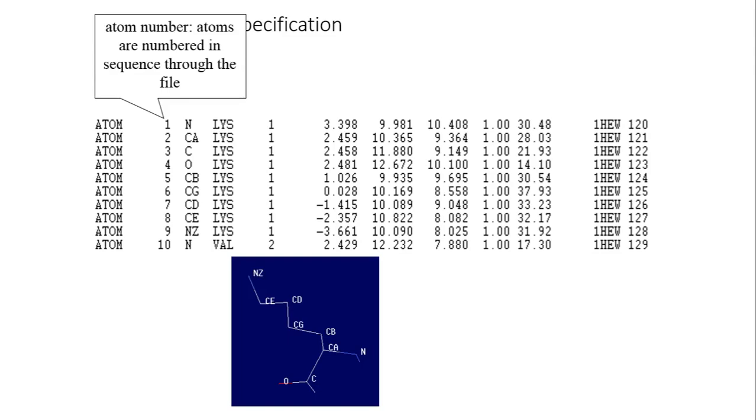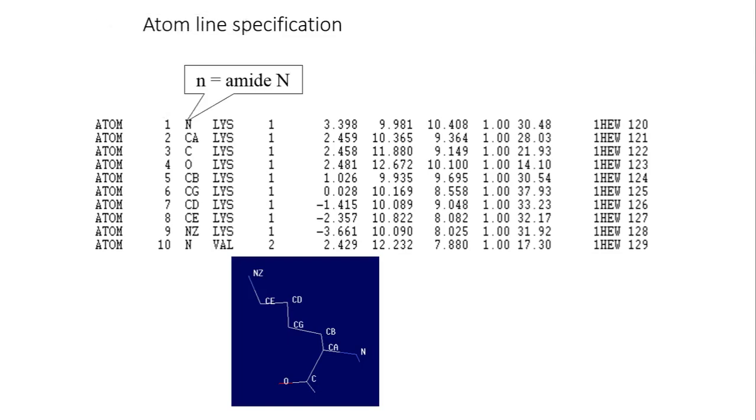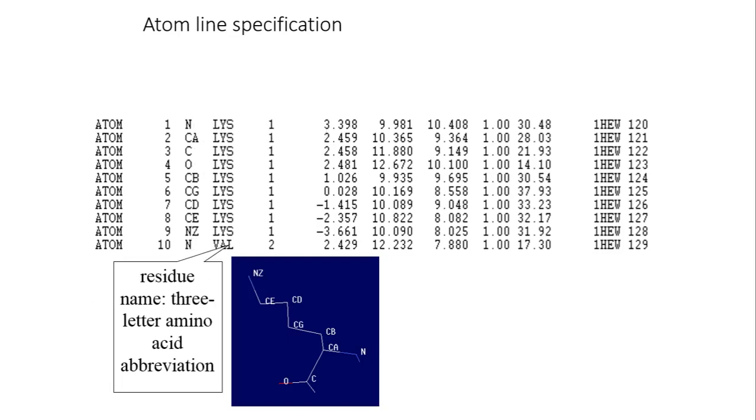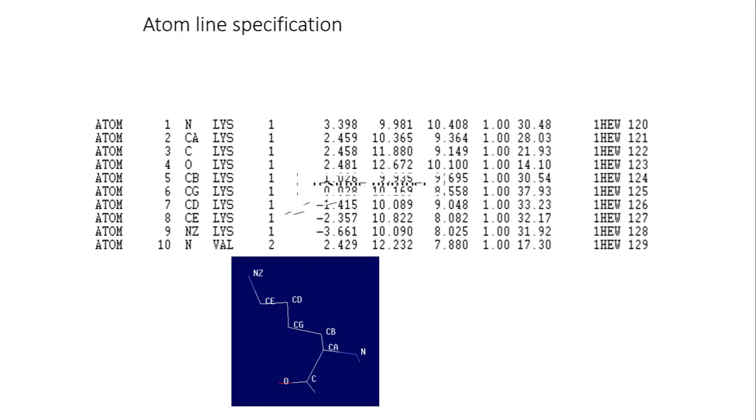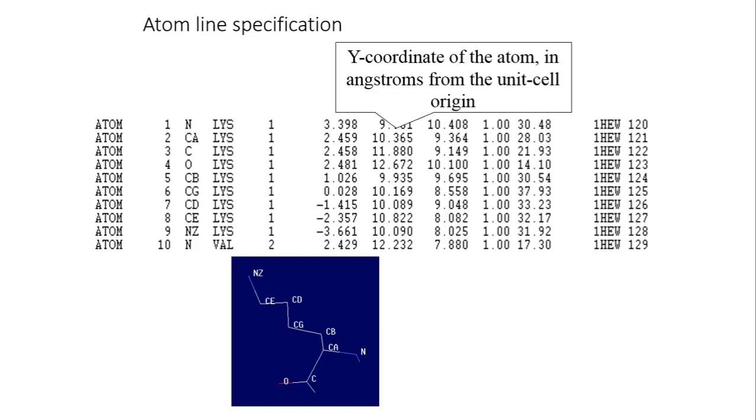Okay, so this is the atom number. These are the names of the atoms. This is C alpha carbon atom, C beta carbon atom, and so on and so forth. This column corresponds to the residue name, in 3-letter amino acid abbreviation. This is the residue number. This is the x coordinate. This is the y coordinate, and this is the z coordinate.